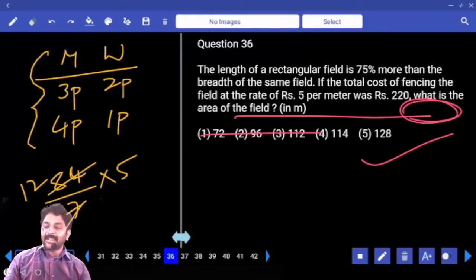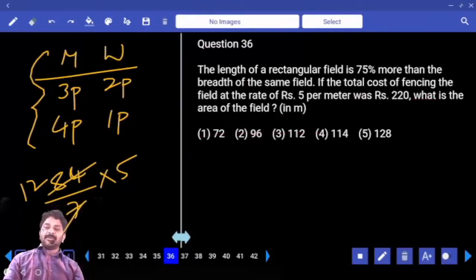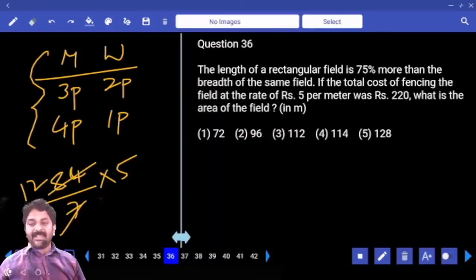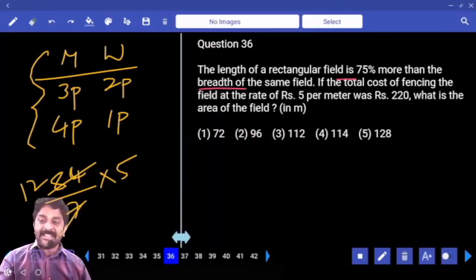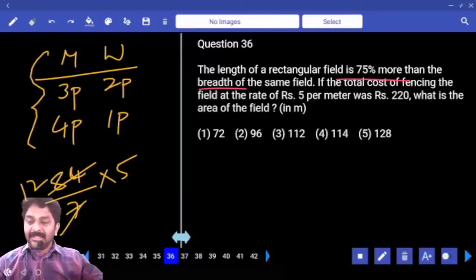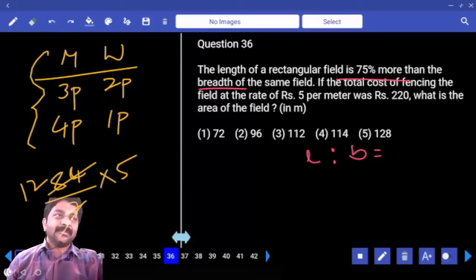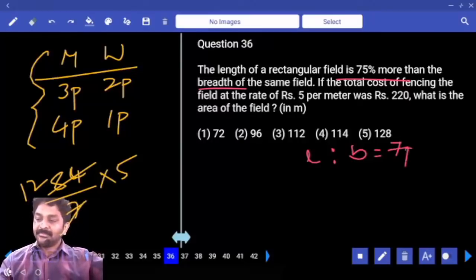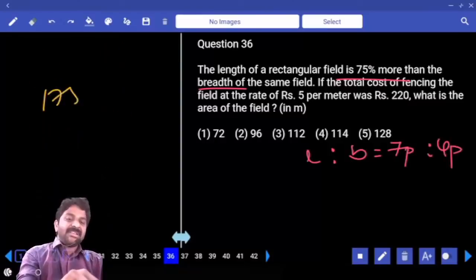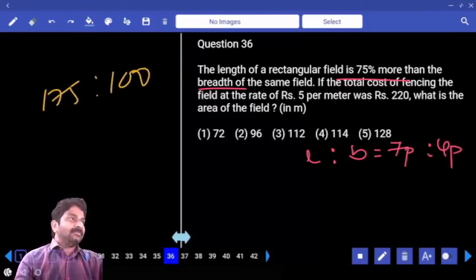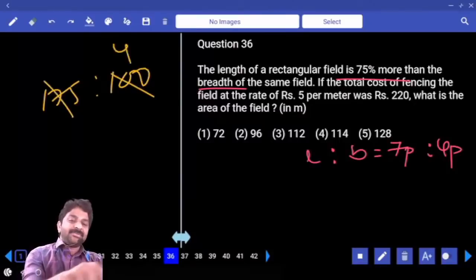The length of a rectangular field is 75% more than the breadth of the same field. If breadth is 100%, length becomes 175%. Can you tell me in terms of ratio? 175 is to 100. Divide by 25, it becomes 7 to 4.